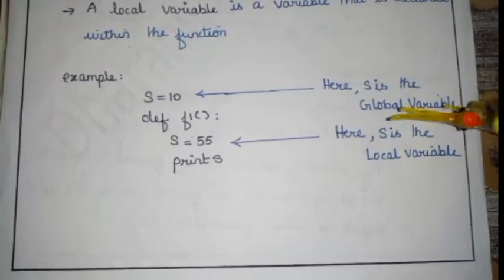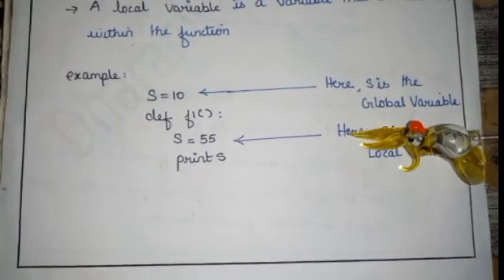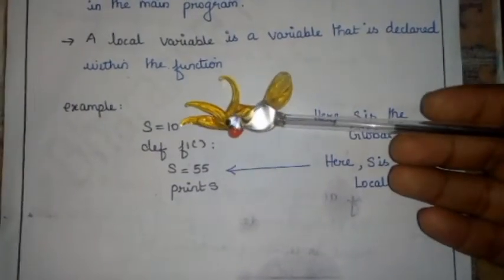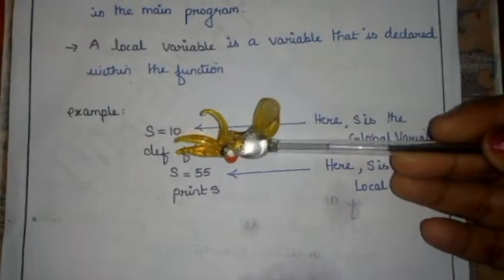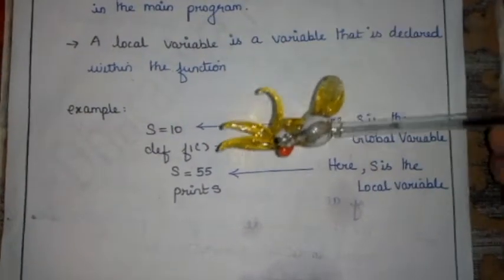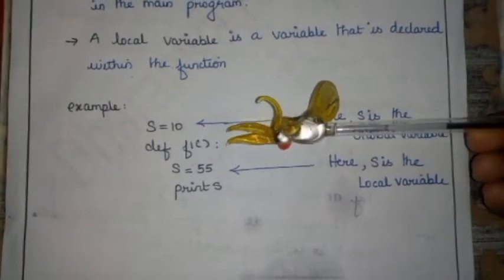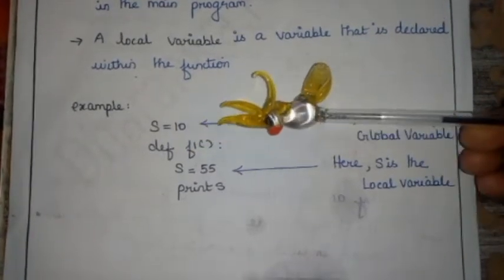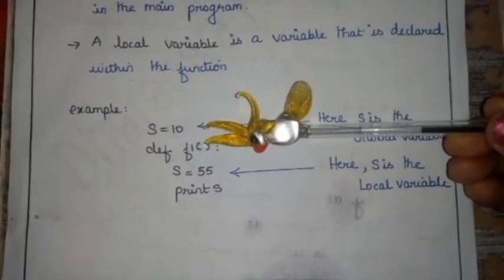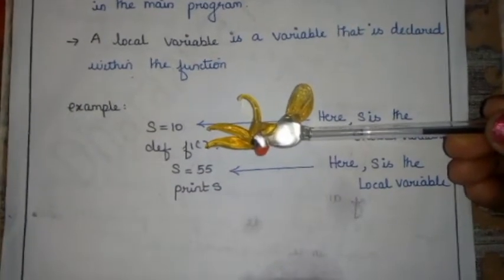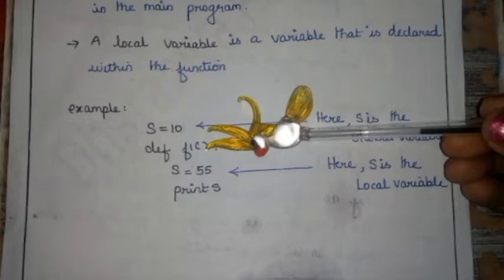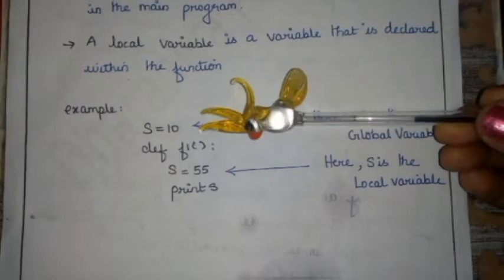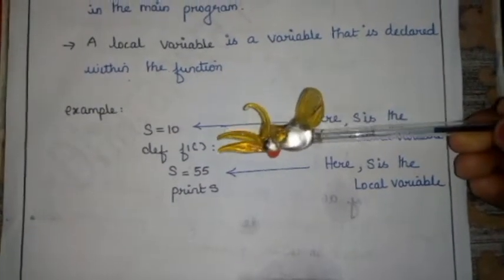Here let us see an example to differentiate a local variable and a global variable. My program starts here. s is equal to 10. You're going to store the value 10 in the variable s. Next, you're going to define a function f1. This is the syntax for defining a function, which is nothing but def, function name, open and close brackets. Here I have not written anything because we are not going to pass a formal parameter here. We're going to just leave it empty, and next comes a colon.